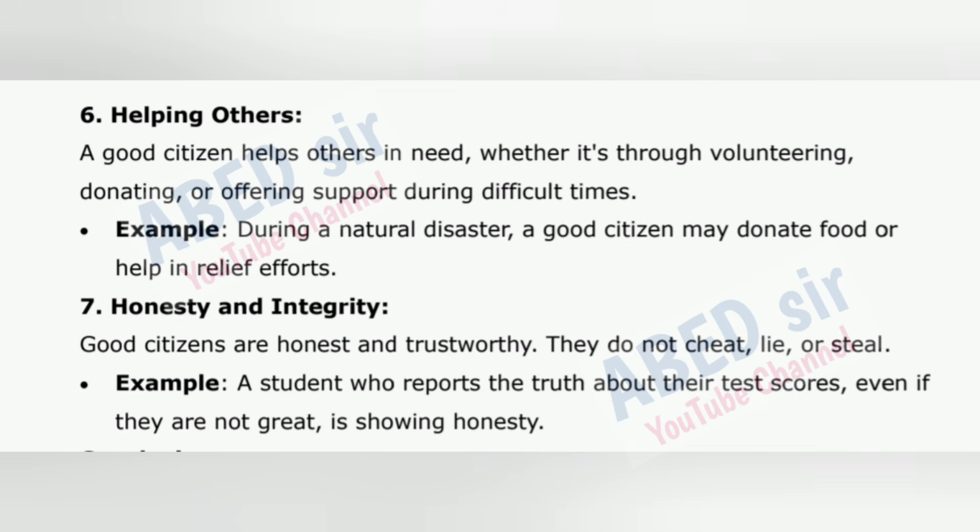7. Honesty and integrity. Good citizens are honest and trustworthy. They do not cheat, lie, or steal. Example, a student who reports the truth about their test scores, even if they are not great, is showing honesty.